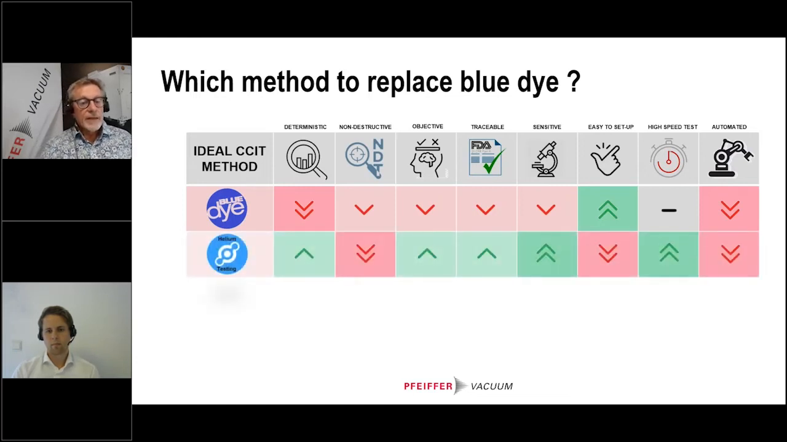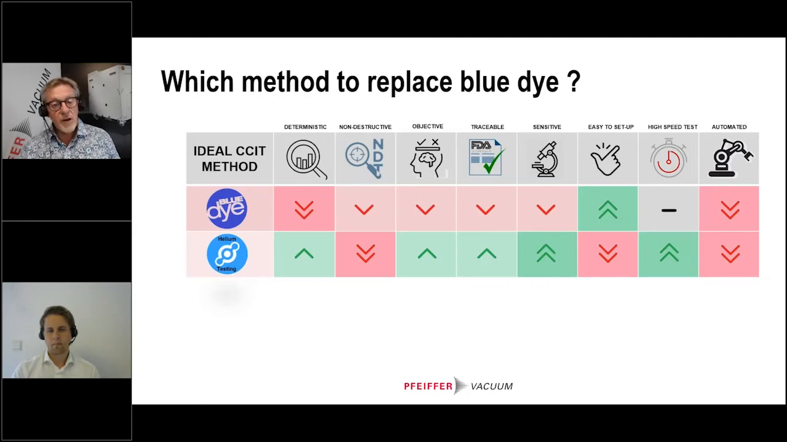And if we analyze the helium method, we can see that it's of course a deterministic method. In most cases, because you need to put helium inside your container and it's not so easy, sometimes it's a destructive operation. So helium is considered by the pharma industry as a destructive method. It's objective, traceable, no problem.